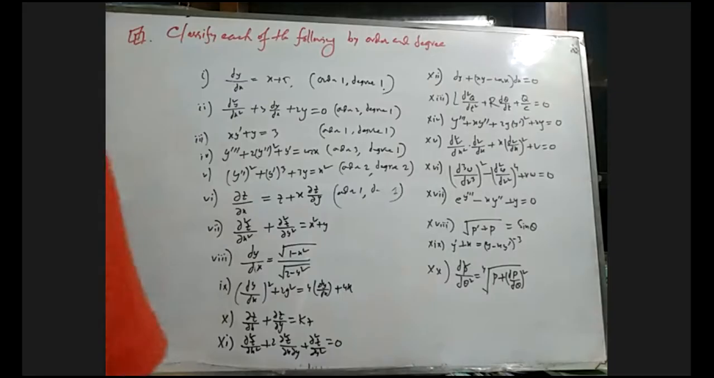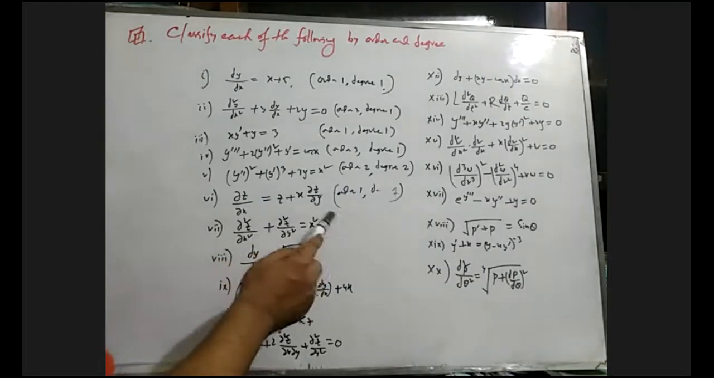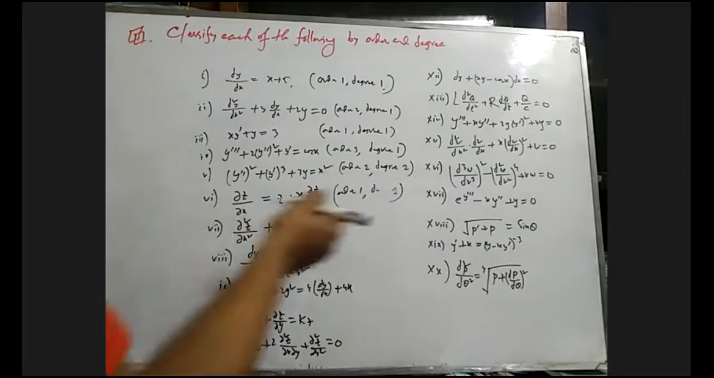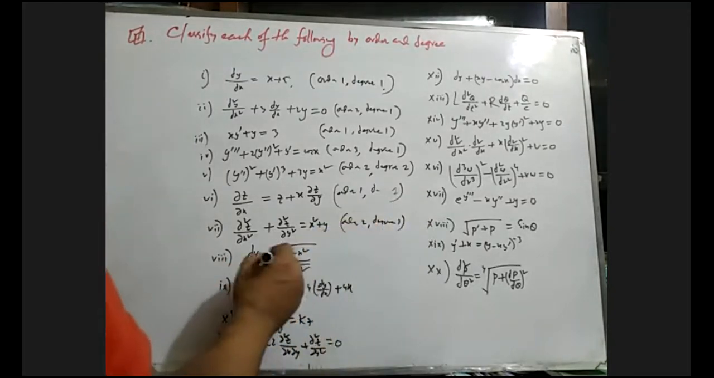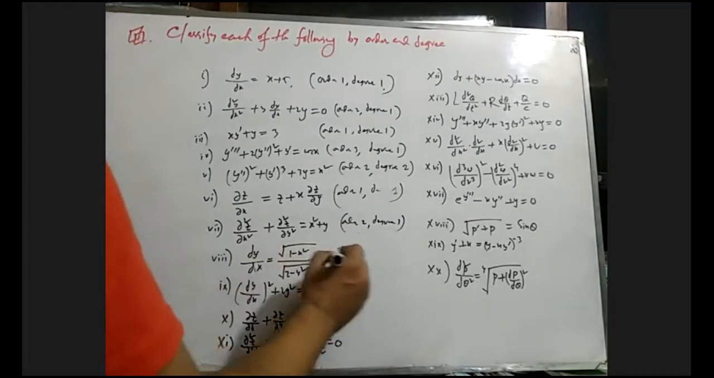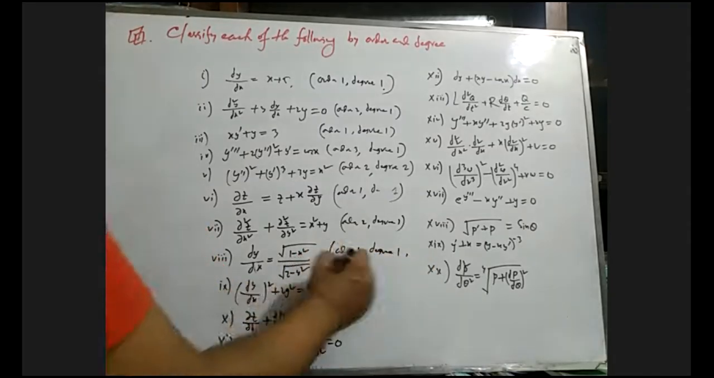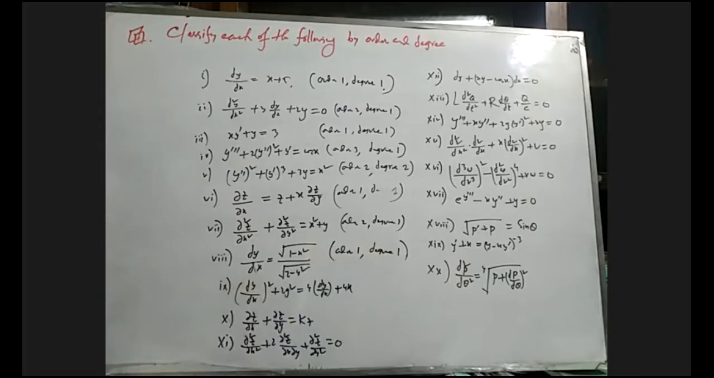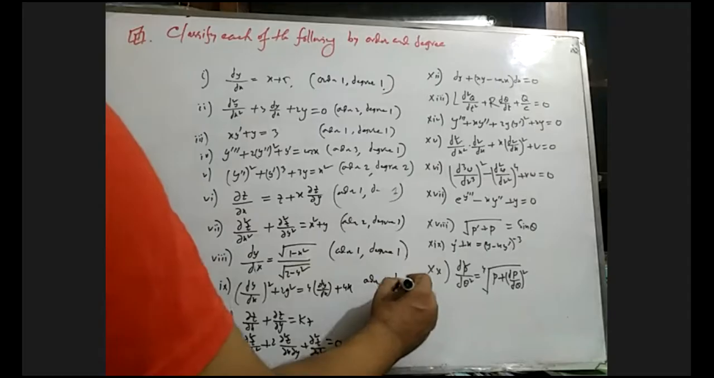Similarly, 7 will be what? Order will be 2, and degree will be 1. And here order will be 1, because for a single derivative, order will be 1, and highest power 1. Degree also 1. Now in the 9th equation, order will be 1, because the highest derivative is 1.